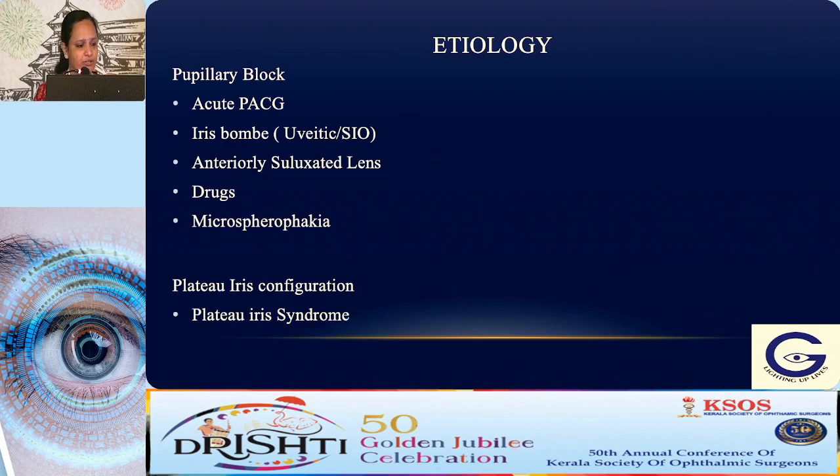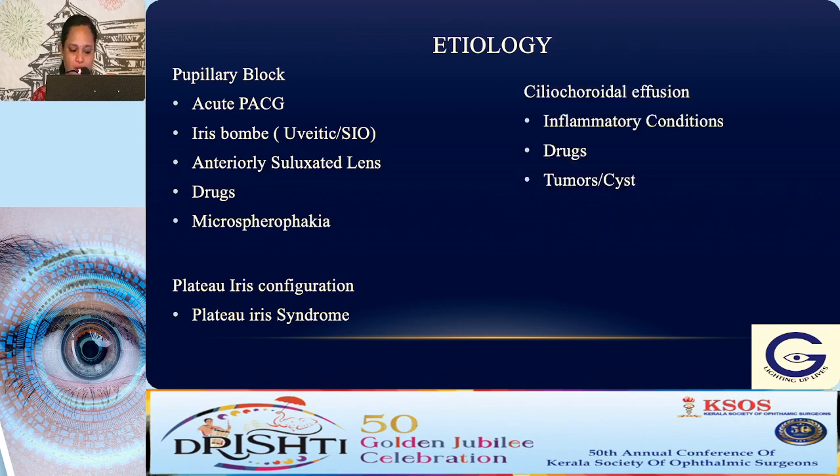Now moving on to the etiology. First one is pupillary block. It happens in acute primary angle closure glaucoma, secondary to iris bombe, secondary to inflammation, uveitic or in silicone oil filled eye, anteriorly subluxated lens, drugs causing mydriasis, then microspherophakia. Plateau iris configuration in plateau iris syndrome.